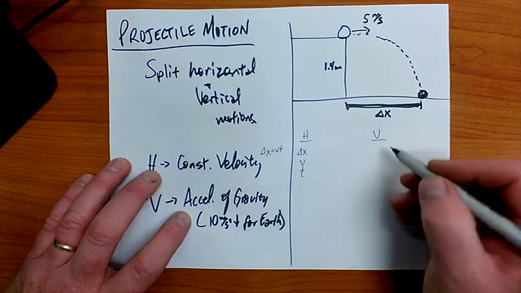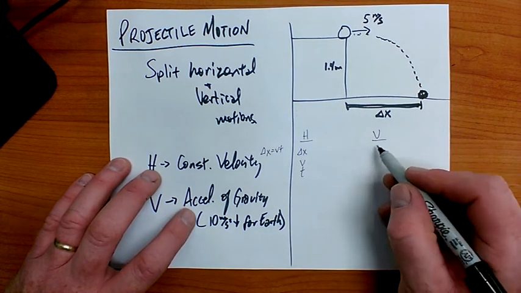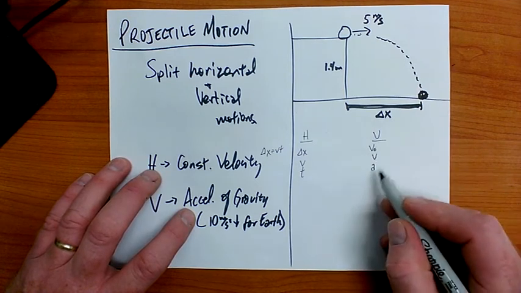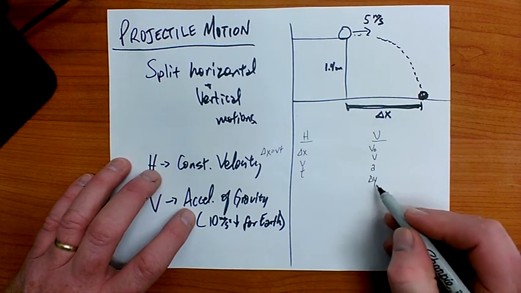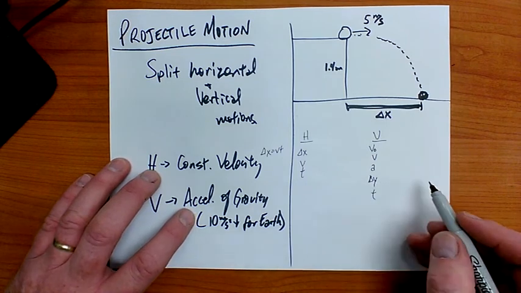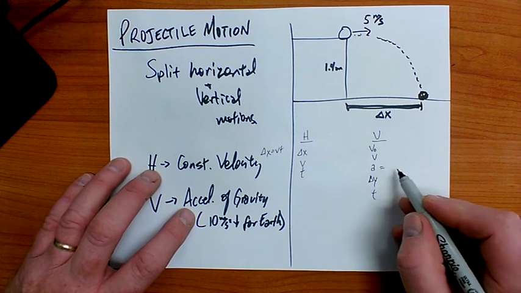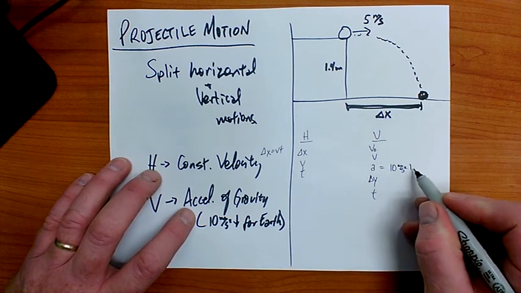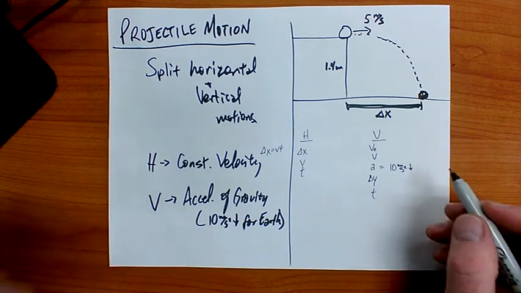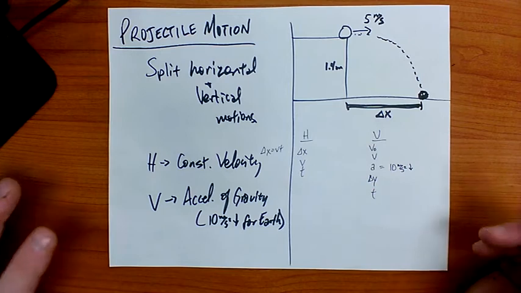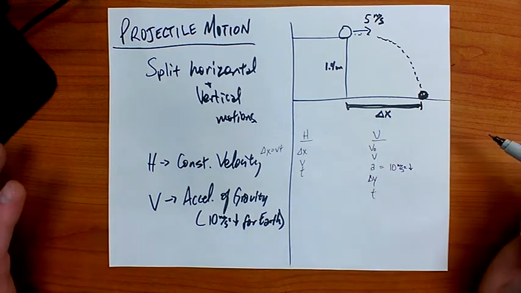So delta x, v, t. Vertically, I'm accelerating, so I'm going to have my whole set of variables: v naught, v, a. I'm going to use delta y because it's vertical. Okay, the vertical displacement, delta y, and t. I know vertically the acceleration is due to gravity, and that's going to be 10 meters per second squared in the downward direction. I'm going to, of course, use arrows so that I know if I need to worry about any negative signs.